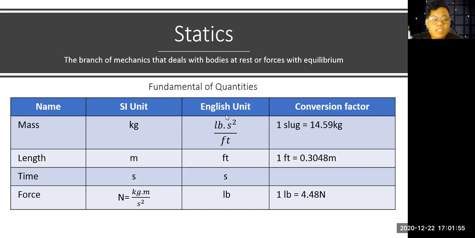Fundamental quantities. This is the table of fundamental quantities. Mass: we have kg in SI units, and pound times second squared per foot in English units, with 1 slug equal to 14.59 kilograms.